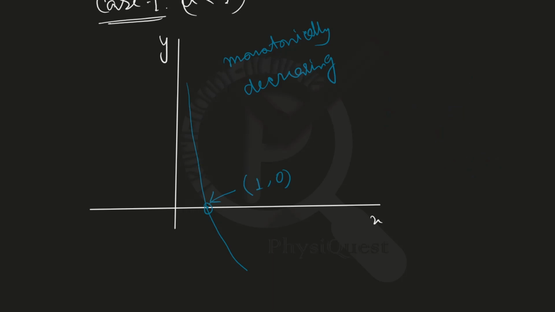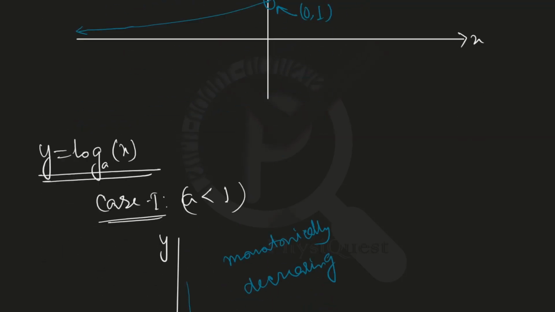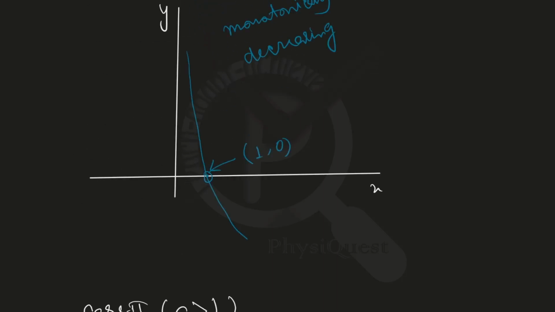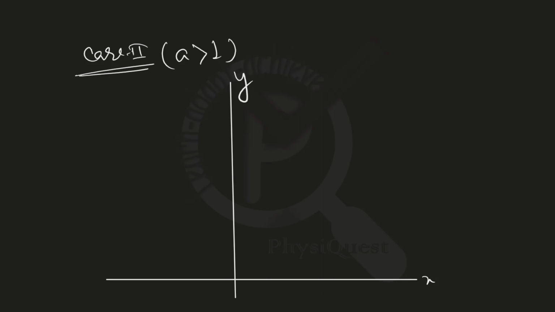Next is case 2 of the same log x. Here a is greater than 1. So in the previous case, a was less than 1, here a is greater than 1. Then what happens? Let me draw this again, the y-axis, x-axis, and let me try to plot this in a better way. You can see that this is increasing here. Here also this is the 1 comma 0 point, and this is again a curve which is monotonically increasing.